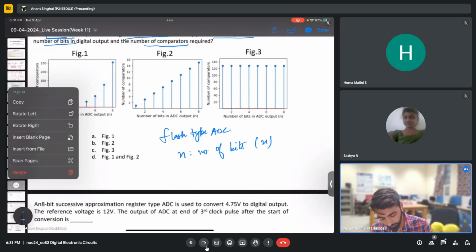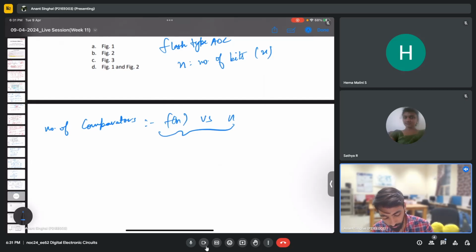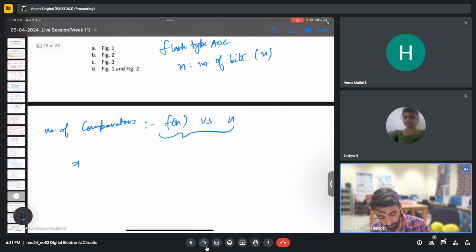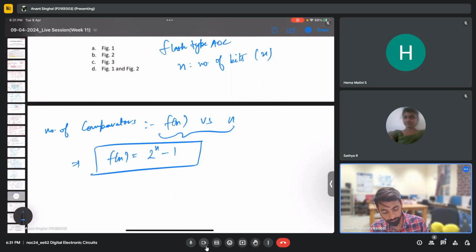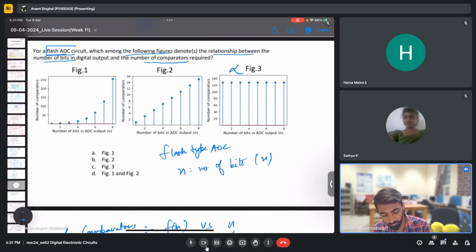So flash type ADC is a circuit which requires certain comparators. So let's say these are the number of comparators which I'm denoting by, let's say, Fn. So there are Fn versus n plots given and we need to check what is the correct answer. So first of all, the number of comparators that are required for a flash type ADC are 2 raised power n minus 1. So you need to remember this. For any n bit flash type ADC, you require 2 raised power n minus 1 comparators.